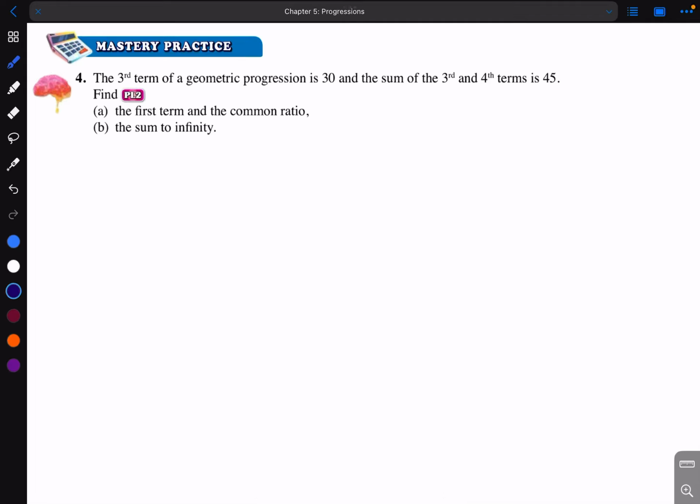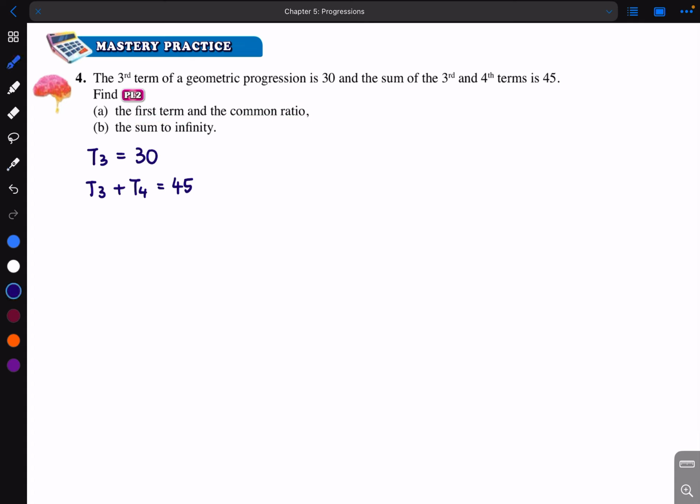Mastery practice question 4. The third term of a geometric progression is 30, so T3 equals 30. And the sum of the third term and the fourth term is 45, so T3 plus T4 is 45. Find the first term and common ratio.